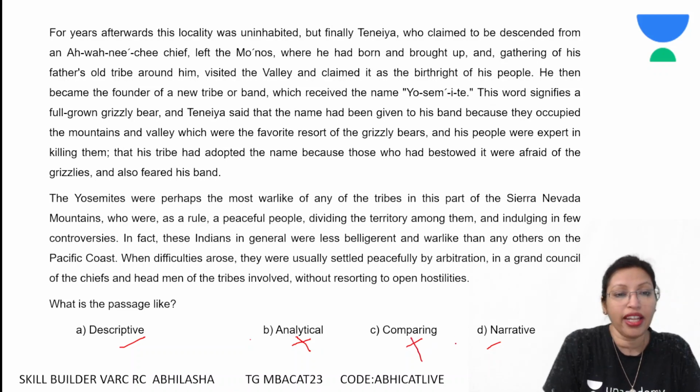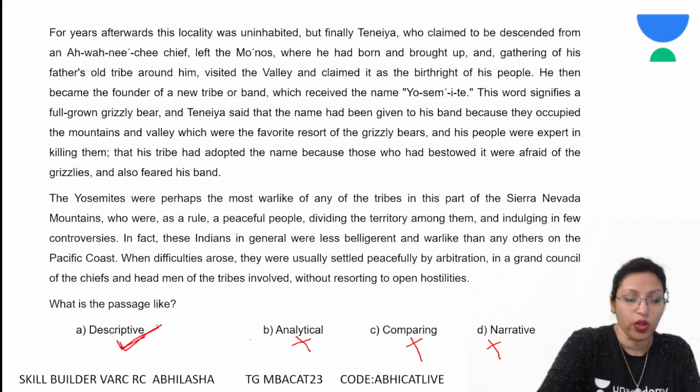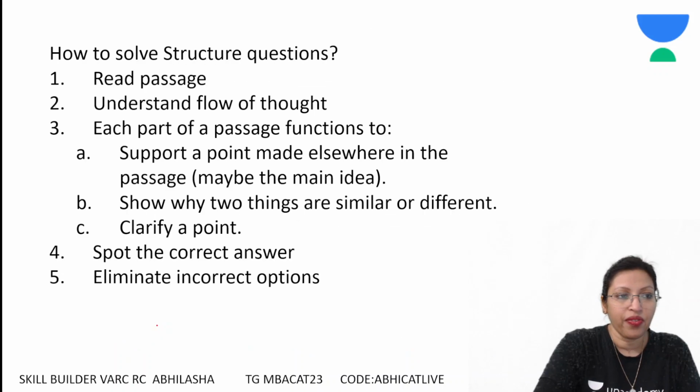Now it could have been narrative, but narrative also requires a story to be told. But is there a story being told by someone? No. So it is not really narrative either. So what is this passage like? It is essentially descriptive in nature. It has told you how this tribe got the name Yosemite and what kind of people they were. Okay, so that's the structure of the passage. It is a descriptive passage. I hope you got that.